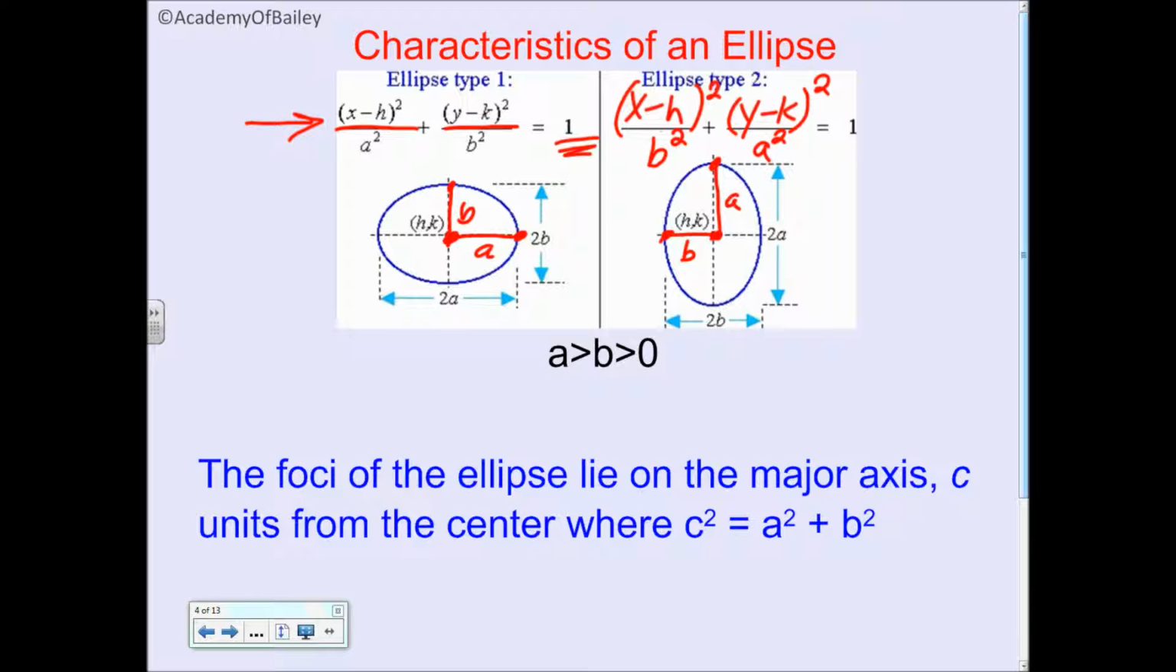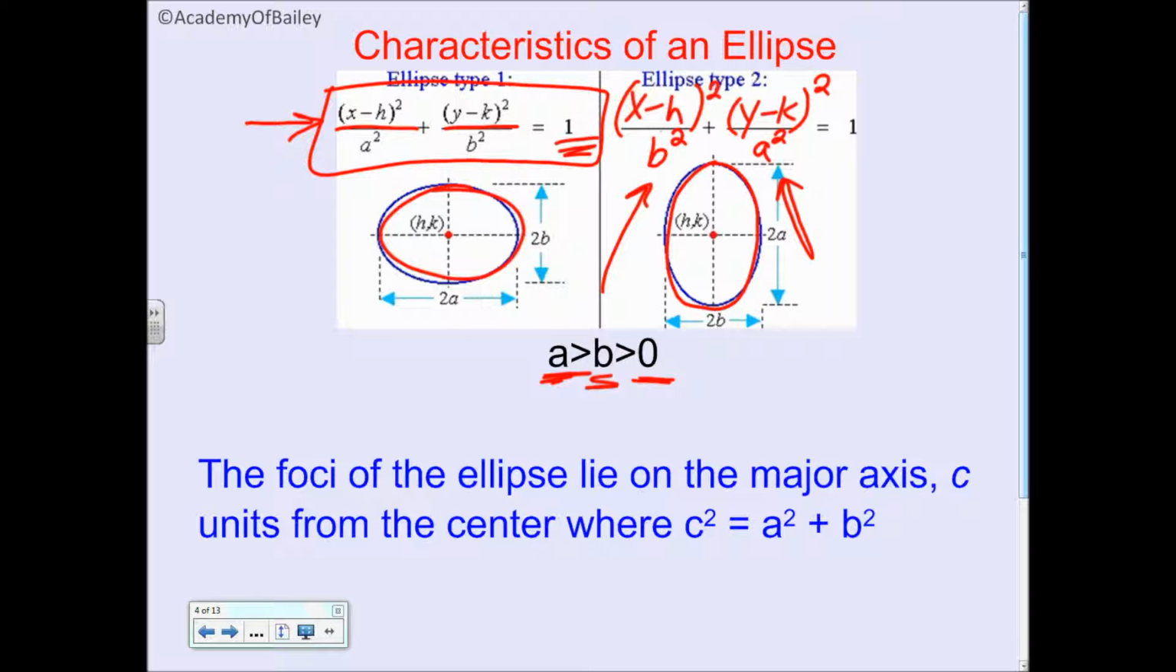So this will help you pay attention to which number goes where, and whether it is an ellipse with a horizontal major axis or an ellipse with a vertical major axis. And it all depends upon where a squared is located. Of course, this always means that a is always going to be greater than b, and b is always greater than 0. So that'll come in handy, because just from looking at the equation, it helps us identify which one has a horizontal major axis and which one has a vertical major axis.